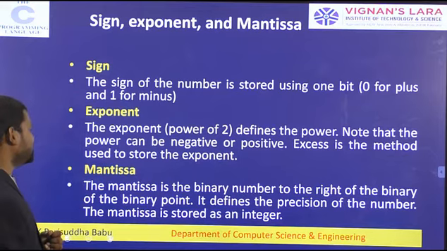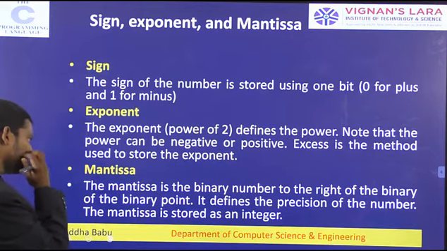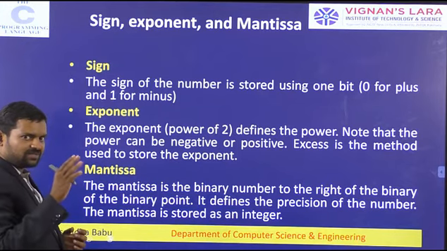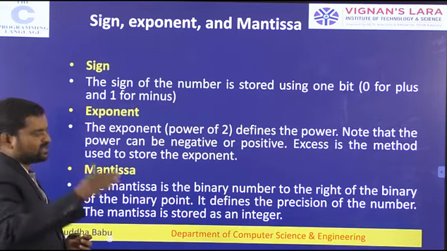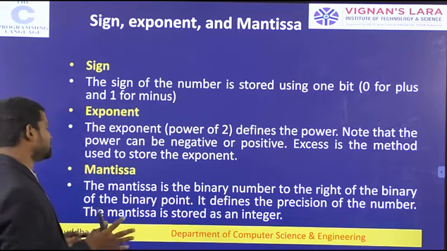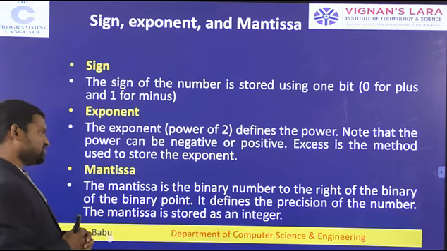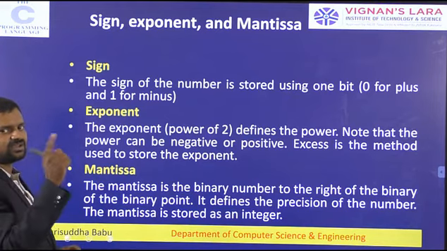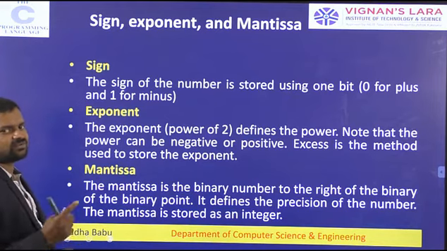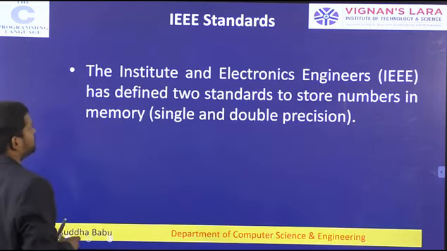Mantissa. The mantissa is the binary number to the right of the binary point. Whatever value is to the right of the point is represented as the mantissa. It identifies the precision of the number. The mantissa is stored as an integer. Here also, the precision bits after the point are stored in the mantissa.